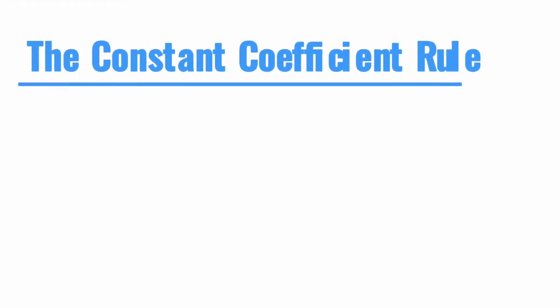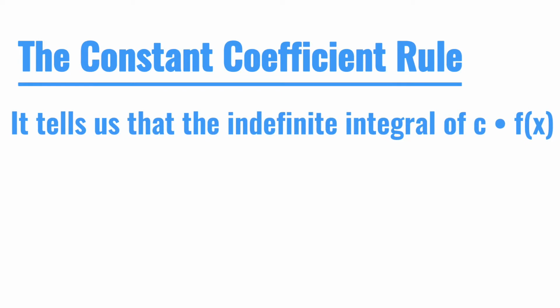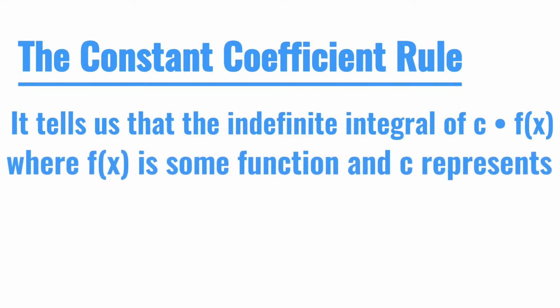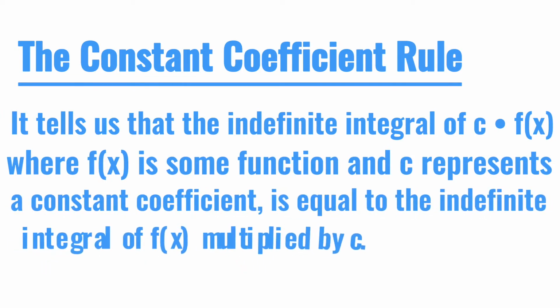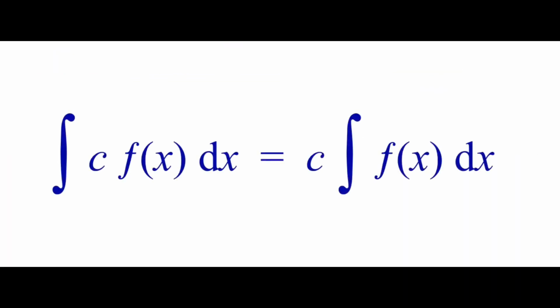The constant coefficient rule. It tells us that the indefinite integral of c times f of x, where f of x is some function and c represents a constant coefficient, is equal to the indefinite integral of f of x multiplied by c. We can express this formally as follows.